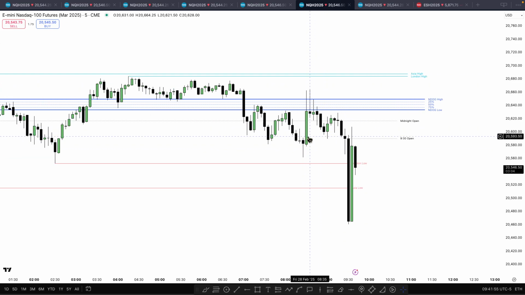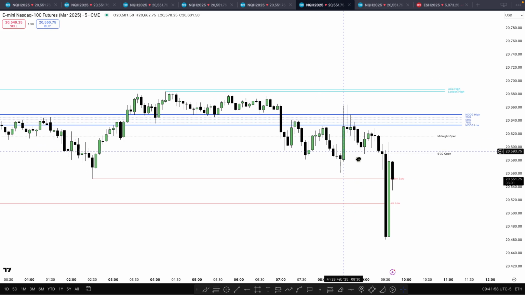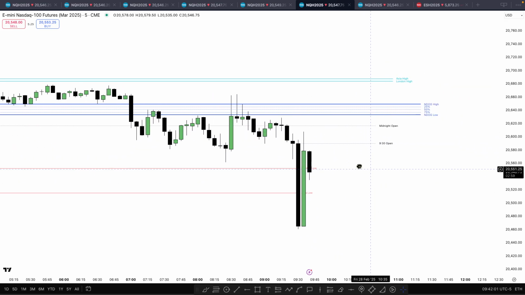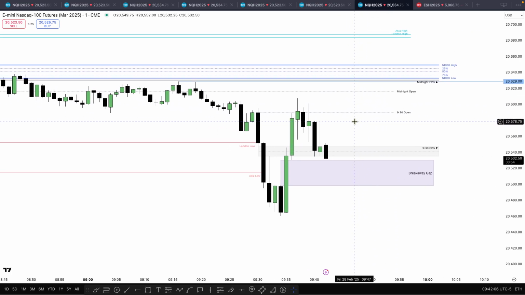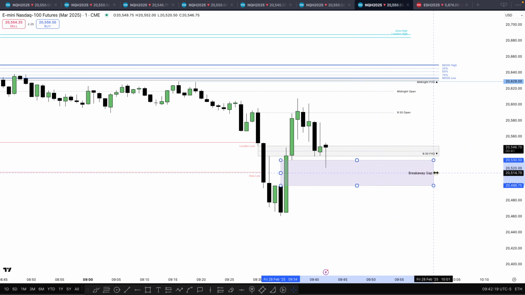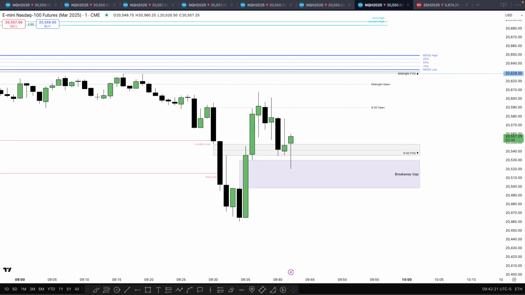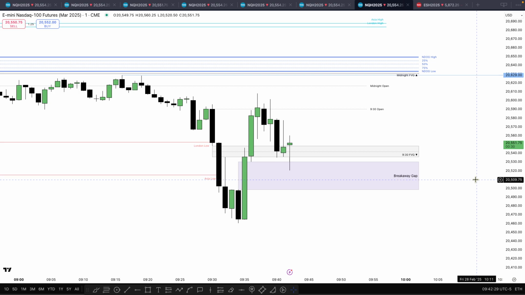Came up into this inversion here on the 5 minute. I played so bad last night, though. So bad.